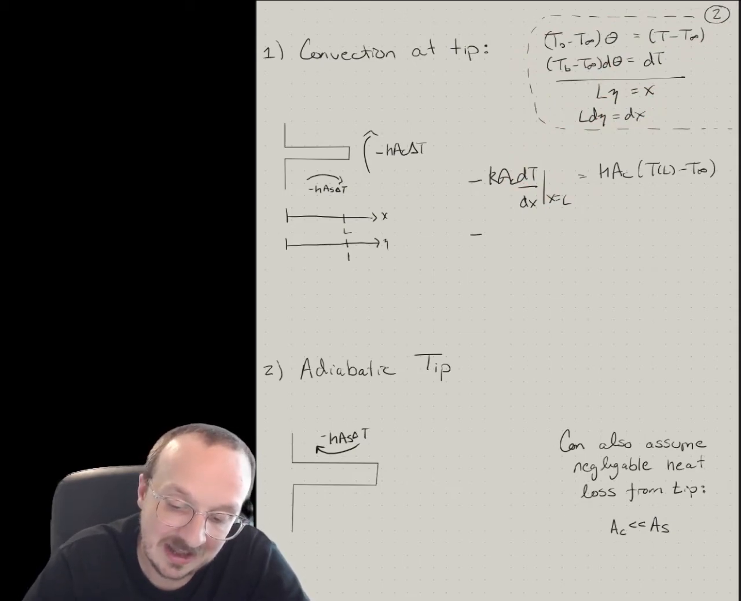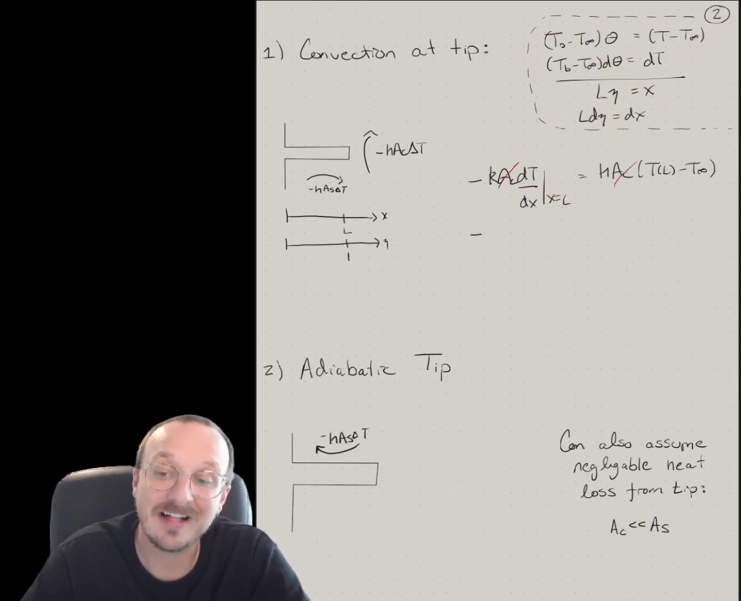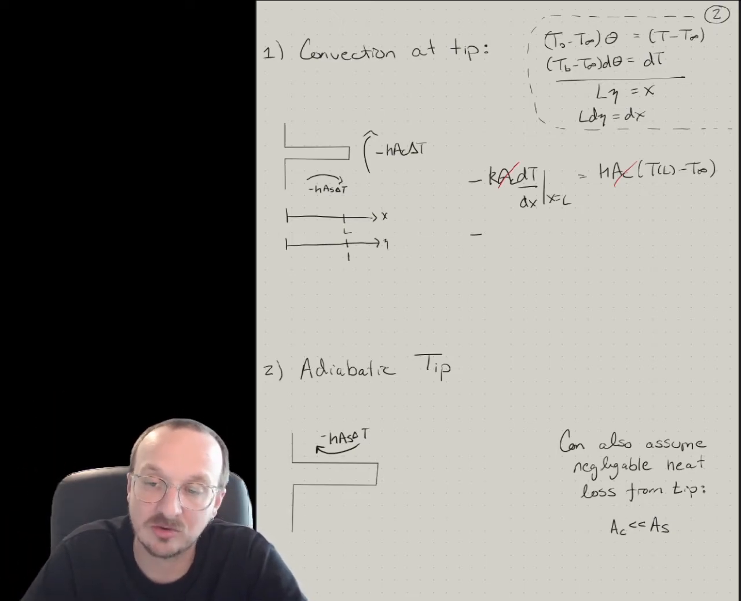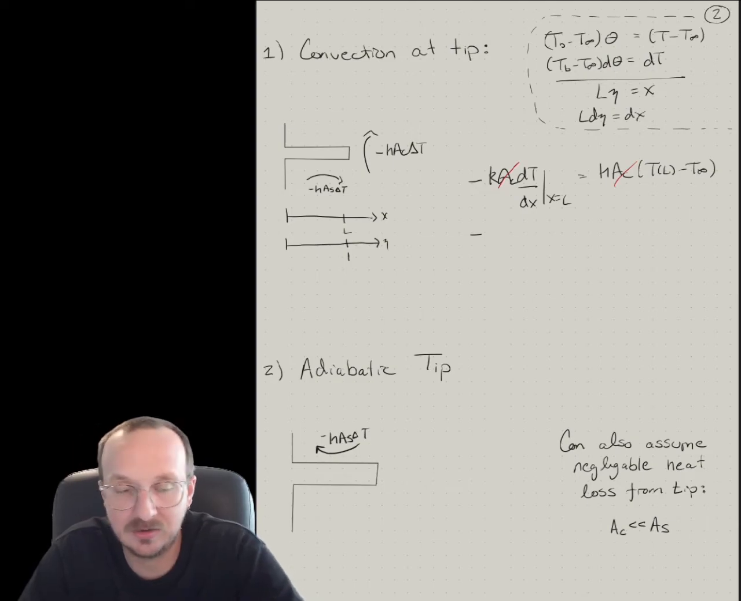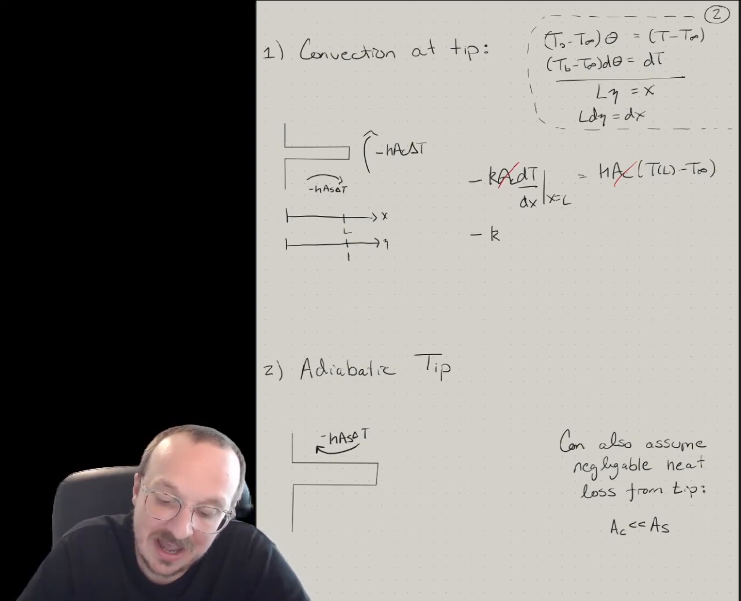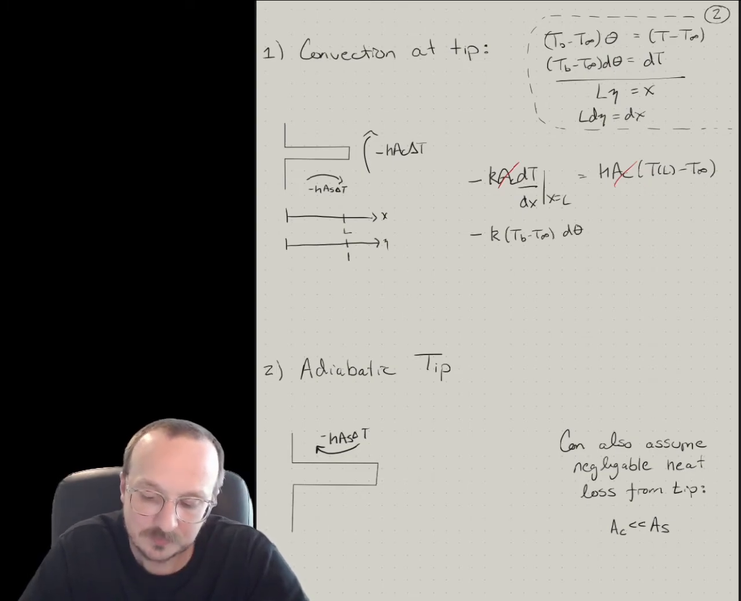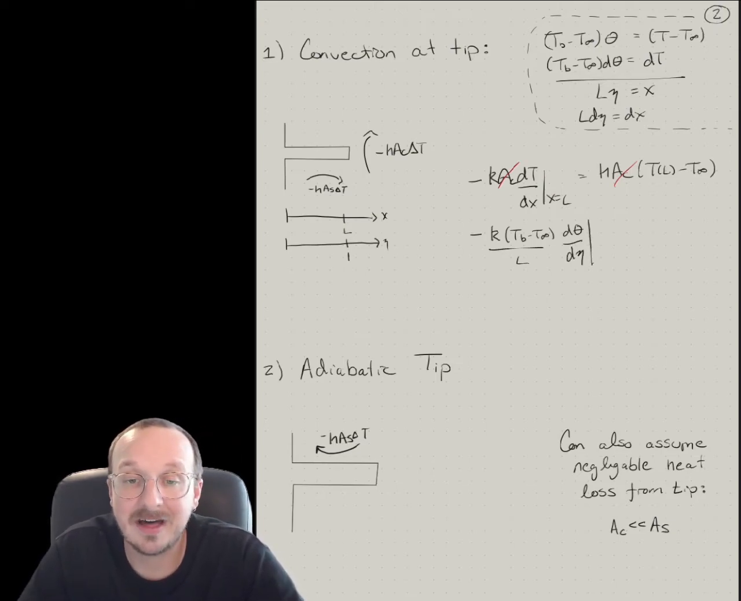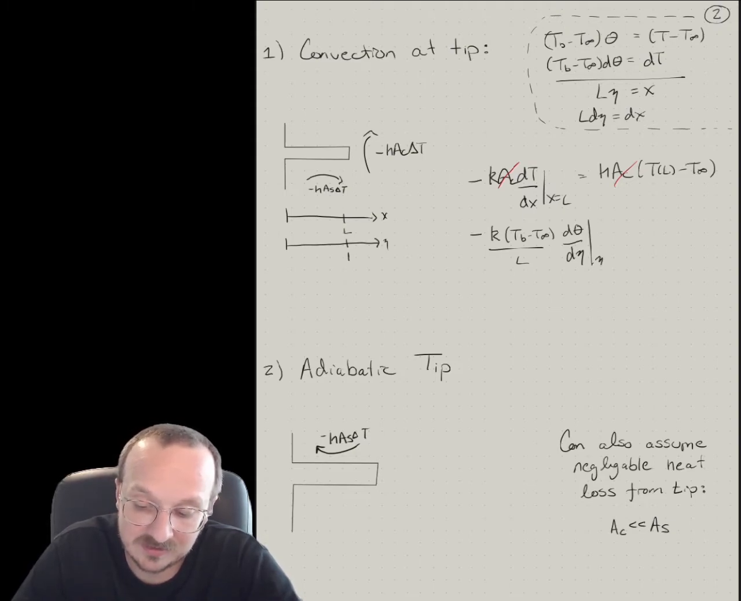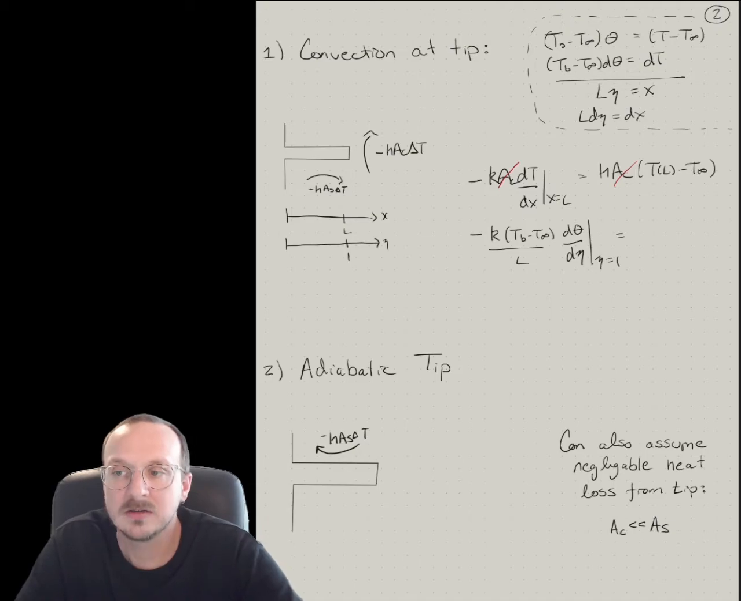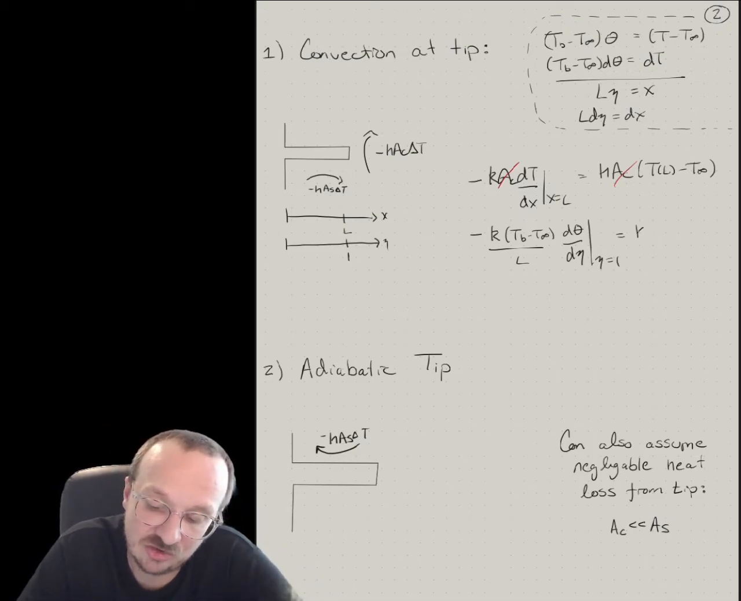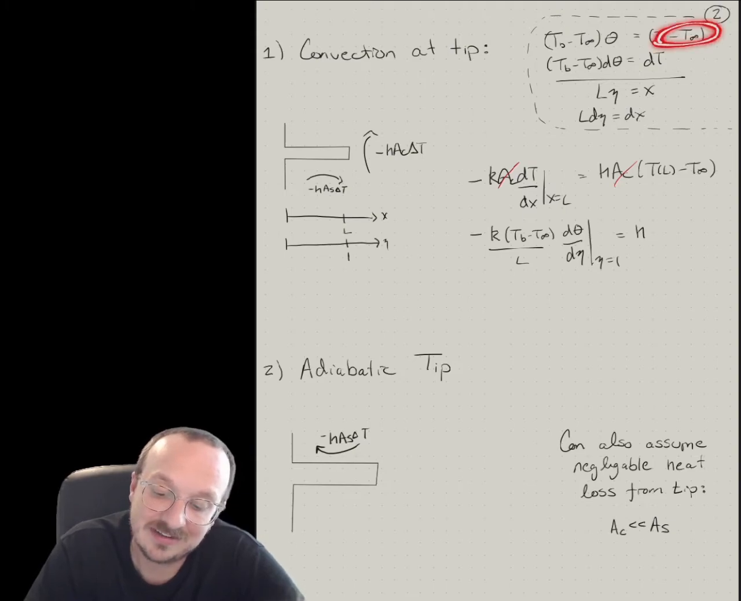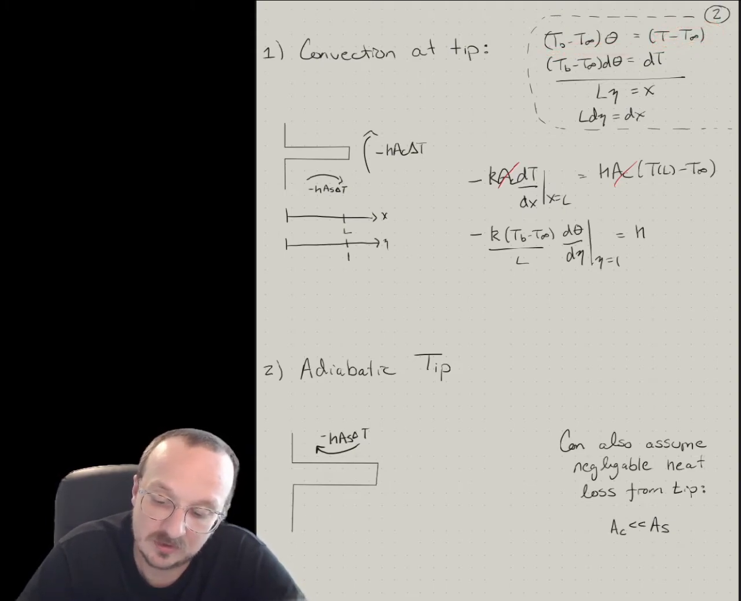We have minus k. These areas are going to cancel out because they're evaluated at the same spot, the cross-sectional area at the tip, which is constant anyway in this example. So k, and then that dT is going to now be T_B minus T infinity d theta. And then dx is going to be L dz. And this is evaluated at, instead of x equals L, it's going to be z equals 1. Okay, so that's the left-hand side. And the right-hand side is h, and then T minus T infinity equals this. So this is going to be T_B minus T infinity theta.